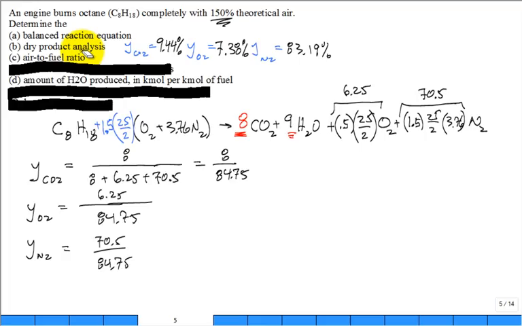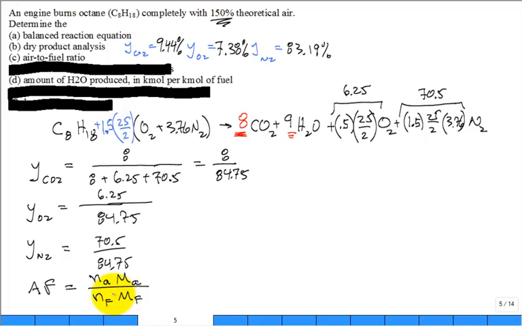How about the next part C? Give me the air-to-fuel ratio. Does it say the molar air-to-fuel ratio or just the air-to-fuel ratio? Just air-to-fuel. Is that on a mass basis or on a molar basis? It's on a mass basis. So to calculate the air-to-fuel ratio on a mass basis, the mass of air divided by the mass of fuel. So we just worked that out. So I need the number of moles of air times the molar mass of air divided by the number of moles of fuel times the molar mass of fuel.